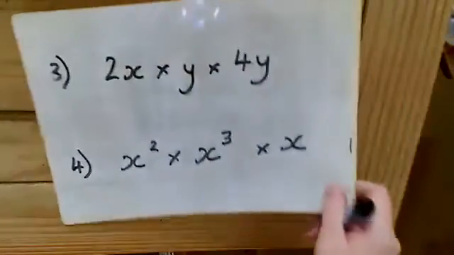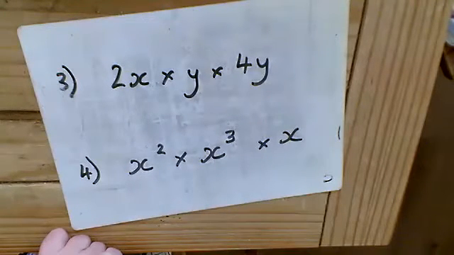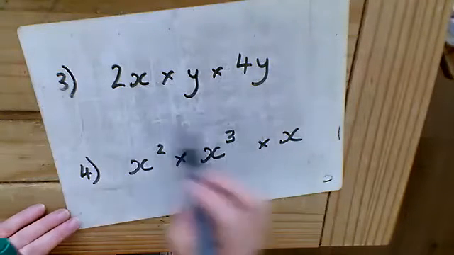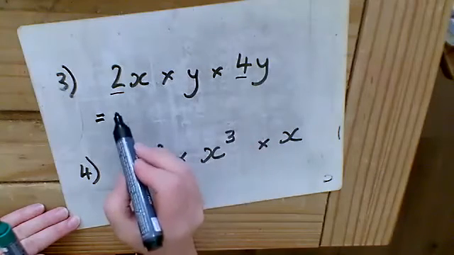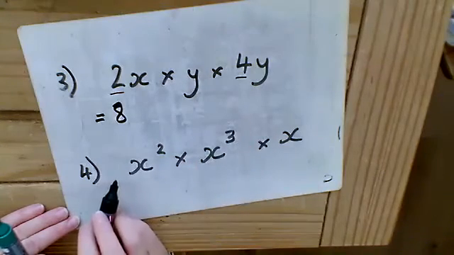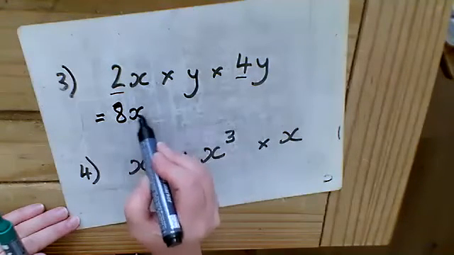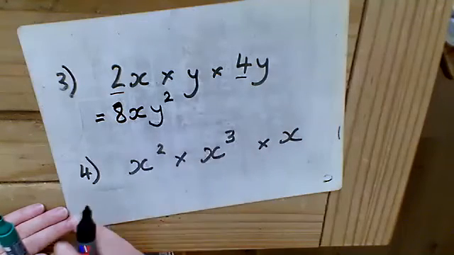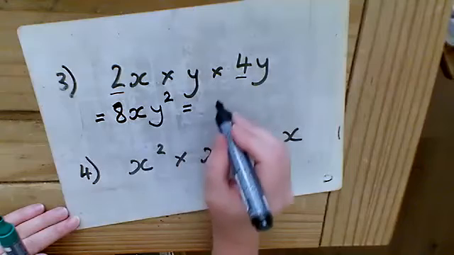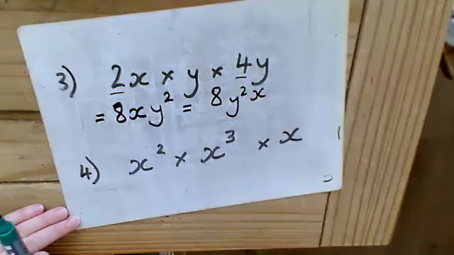A couple more. So with the first one here, 2x times y times 4y. Using the same idea from the last example, I can do the number part. I can do the 2 times 4, which would be 8. Then I've only got x on its own there, so 8 lots of x. y times y would be y squared. Now you can write this as 8y squared x. That means exactly the same thing.